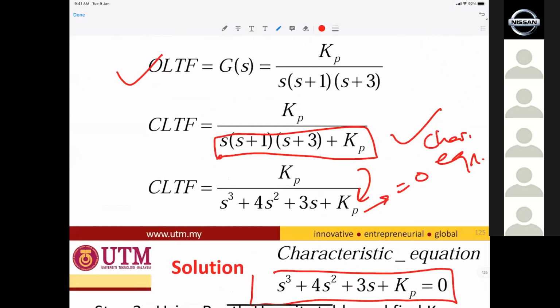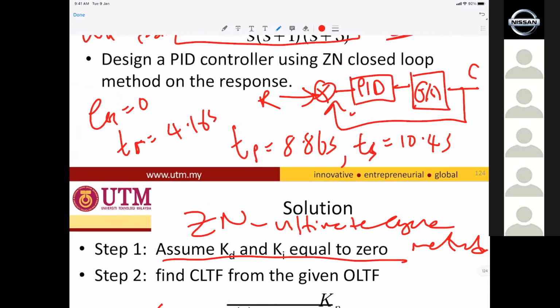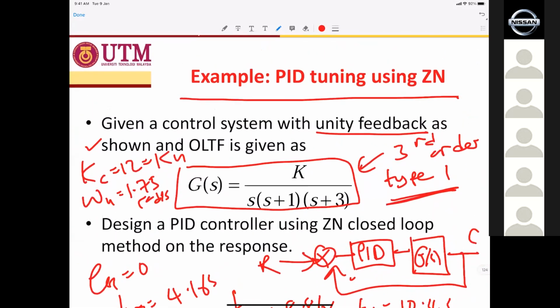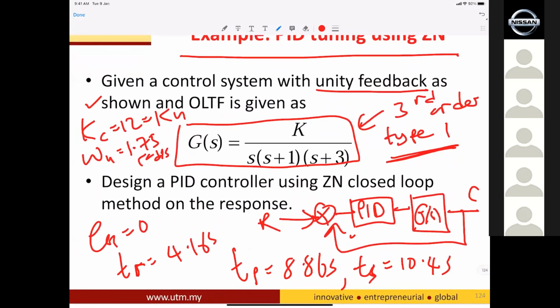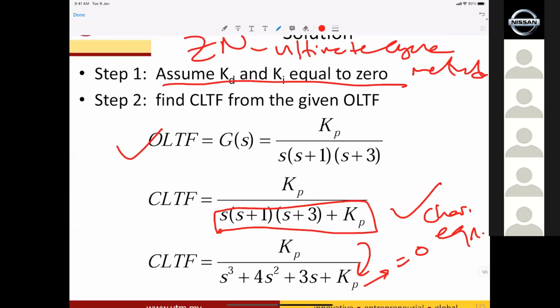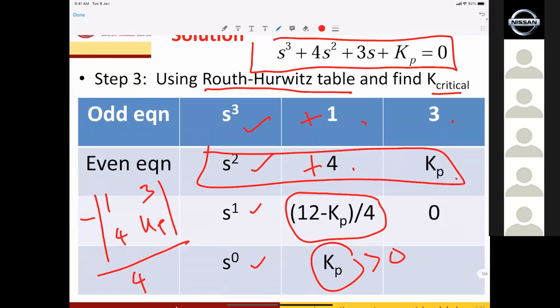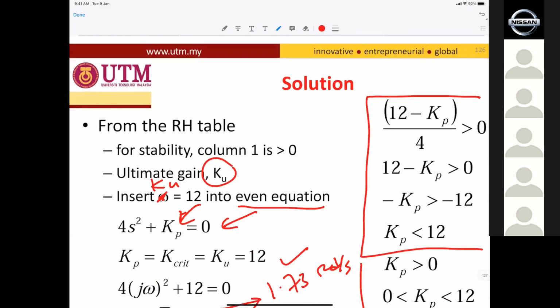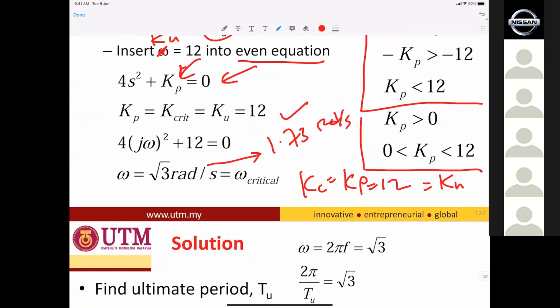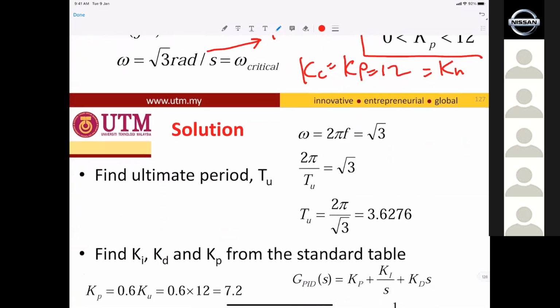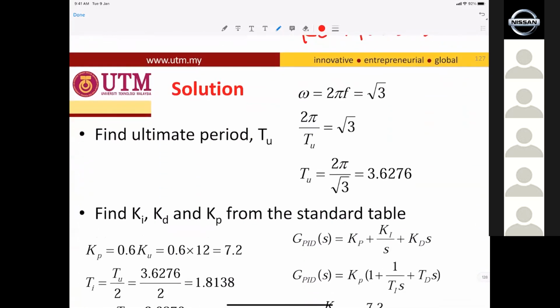Yes, the same as what we got in the simulations. From the simulations, KC is 12. The calculation is also 12. Omega C, or omega critical, or omega U, is 1.73 radian per second. So that's why simulation is very important before you do the real things. Simulate first. Then from there you calculate the TU, which is 2 pi divided by 3.